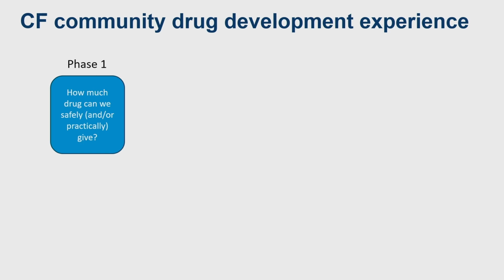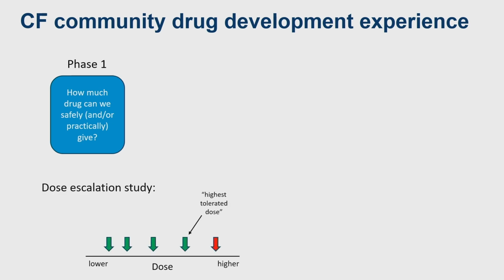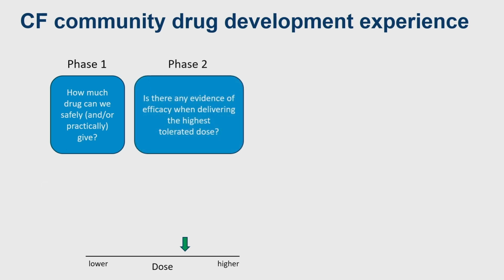Someone has an idea that there may be an intervention that might improve respiratory health, and once they've jumped through all the hoops to make sure that it's reasonable to expose humans to this drug, we ask how much can we give safely or practically, and we run a dose escalation study. We keep increasing doses until we either get exhausted or we find a dose that people don't tolerate and we back off. And really the very next thing that we do, after raising a little money maybe, is to ask, is there any evidence that we can generate efficacy with this highest tolerated dose?